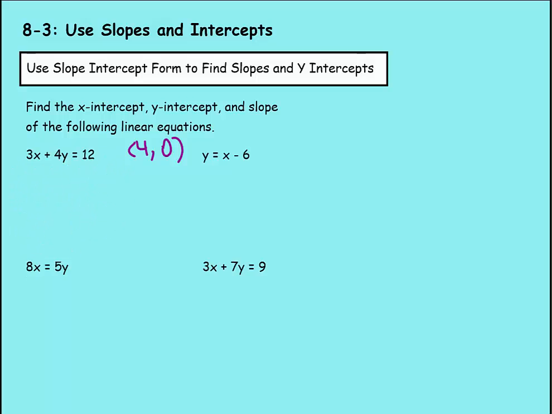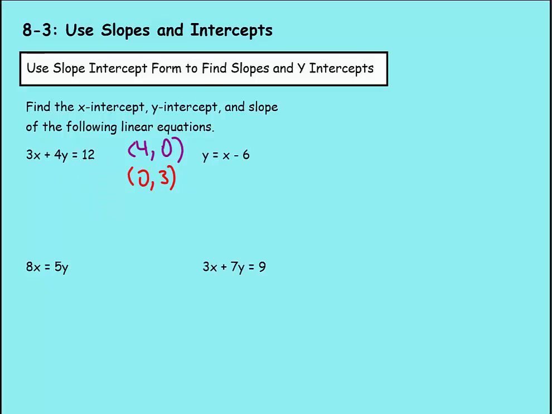Now for the y-intercept. So the y-intercept is when x equals 0. So if you write this out, x is 0, so 3 times 0, which is 0, plus 4y equals 12. So we divide by 4 here to find y. So y equals 3. So if I write that as the intercept, it would be 0 for x, 3 for y. Now we need to find the slope.